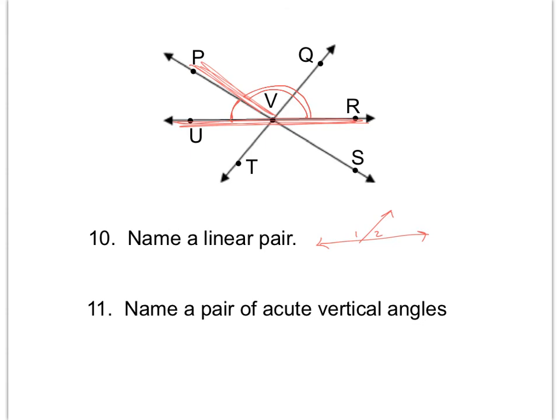And so we could name those. For instance, we could say angle UVP. I'll put the green one right here, UVP. Start at U, trace to V, go to P. And then the one that it makes a linear pair with would be angle PVR. So I'll do it in blue. So P to V to R. And so this one right here and the green one make a linear pair.